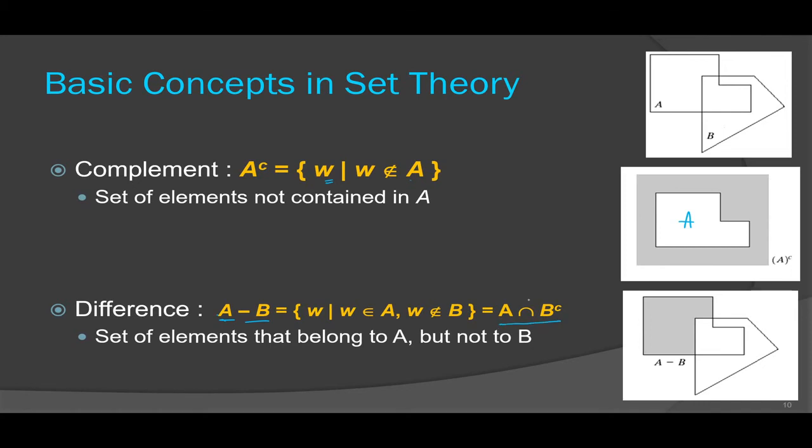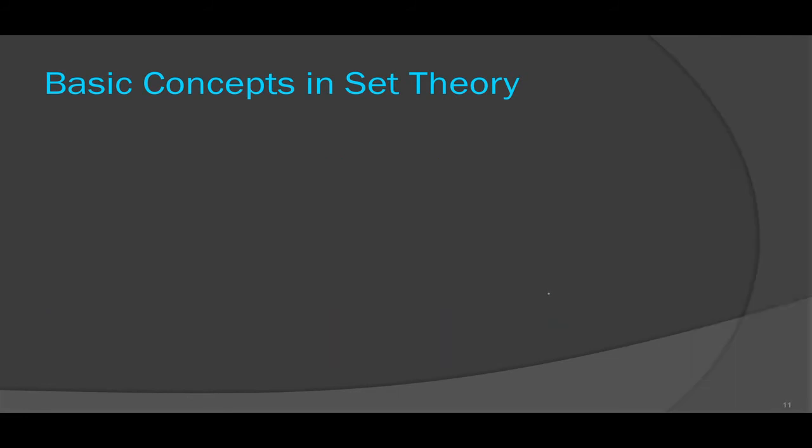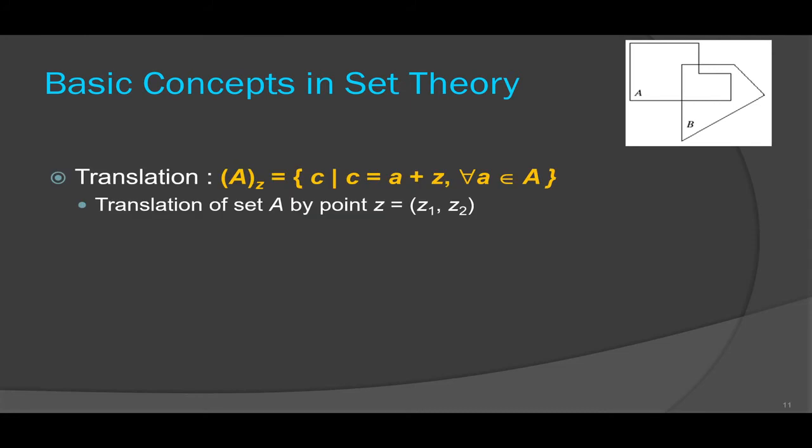So on your own, please justify that A minus B is the same as A intersection B complement. Please try it and find out whether these two are similar. Okay, so let's proceed now with a few more concepts. And the term that we are going to discuss next is translation.